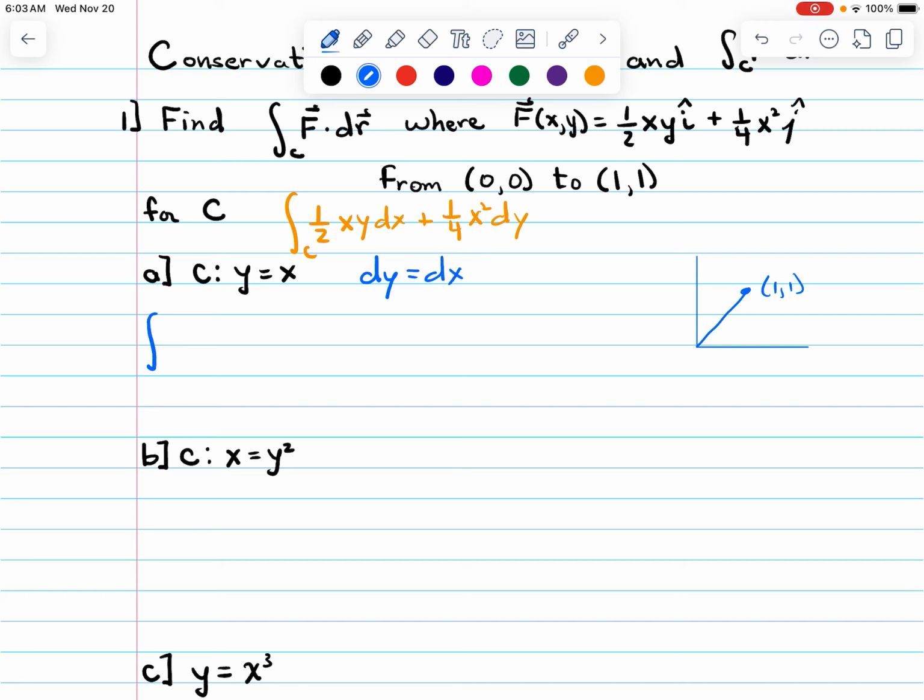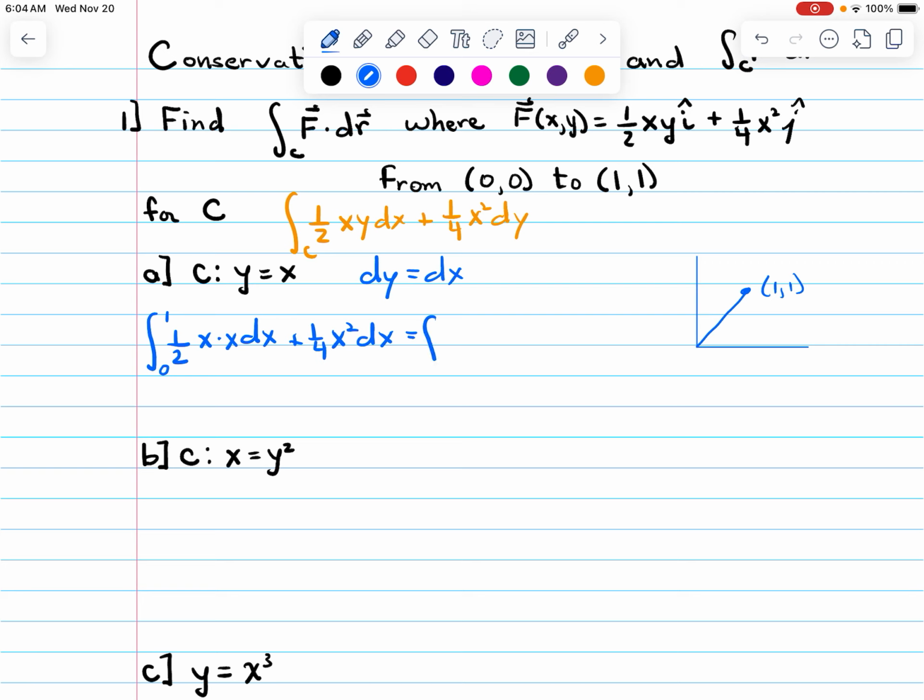So here's what I've got. I've got 1/2 xy, so I'm going to do 1/2 x, and in place of y, I'm going to put x because y equals x, and then I'll put dx there. And then I've got 1/4 x squared, and in place of dy, I'll put dx because we just found that to be the case. And obviously here, I'm integrating with respect to x, so I'm going to make this from 0 to 1, because I'm looking at the x coordinate.